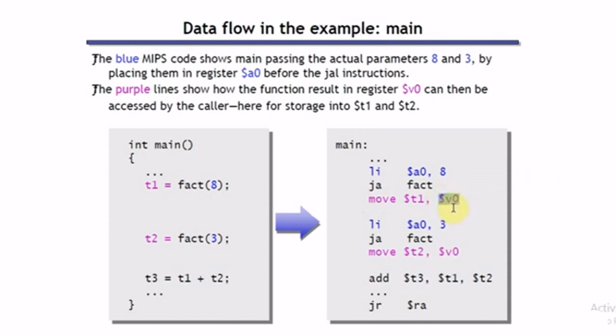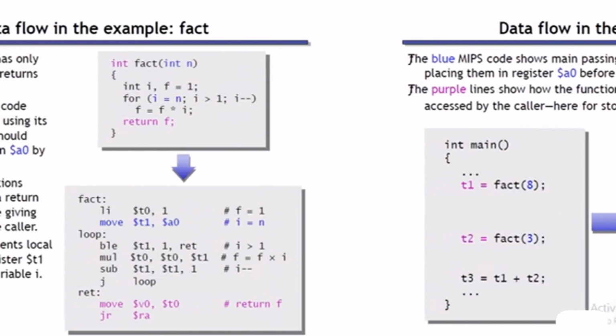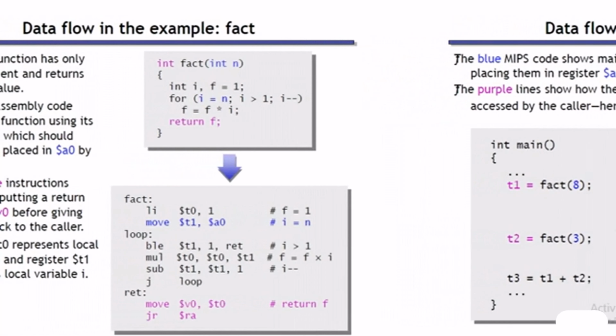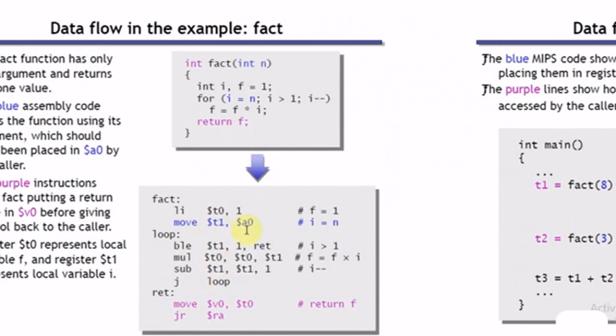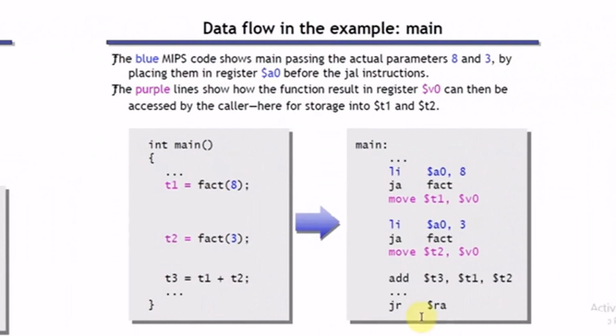We should save it in some place. For example, we save it in $t1. It's not a good idea because we use $t1 inside this program, so it should be saved somewhere else. Save it in, for example, the $t3 or $t4 register. Don't save it inside $t1. And here we are again.